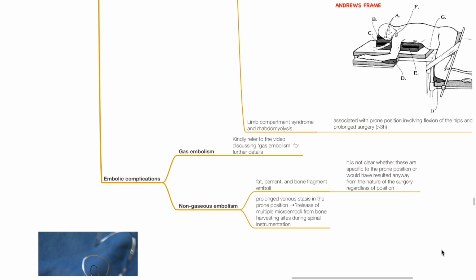Non-gaseous embolism, examples include fat, cement, and bone fragment emboli. It is not clear whether these are specific to the prone position or would have resulted anyway from the nature of the surgery, regardless of position.